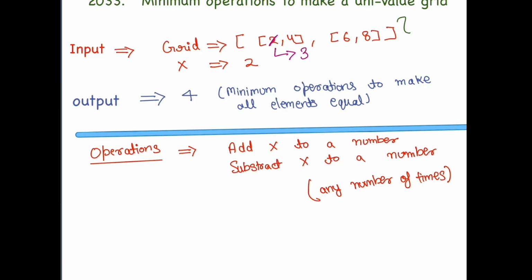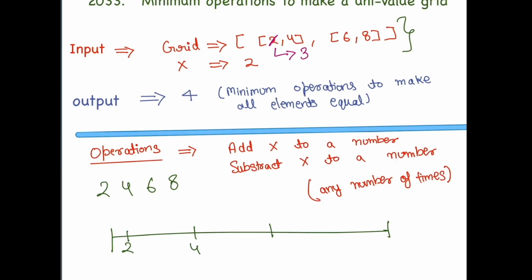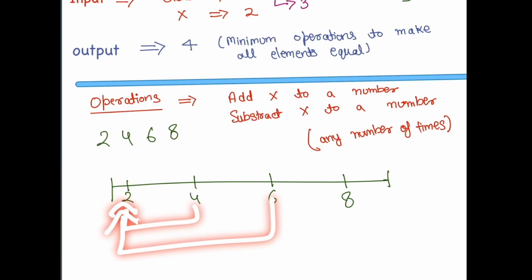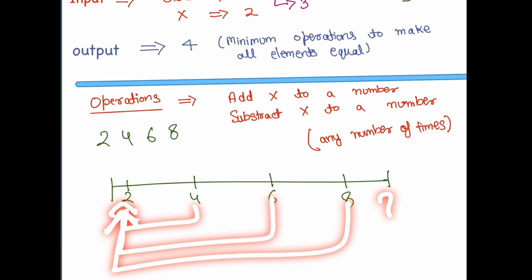So let us take this example as a scenario. So we have four numbers, 2, 4, 6 and 8. Let us try to draw them on a line. We have a number 2, we have a number 4, we have a number 6 and we have a number 8, right? Now let us try one by one with all the numbers. So if you try to make all of them equal to 2, in this case you will notice that 4 needs to move left side, 6 needs to move left side, and 8 needs to move left side. And that's the total distance we need to travel in case of 2.